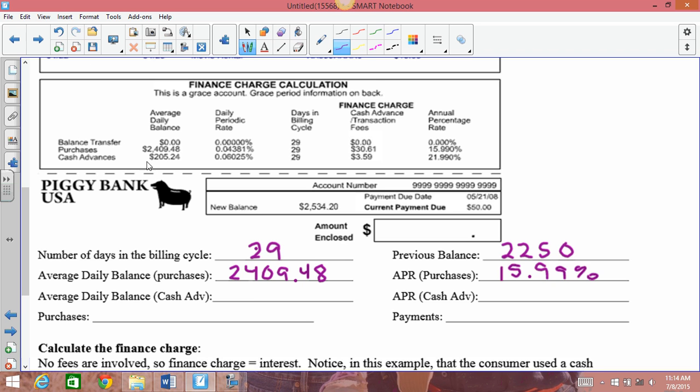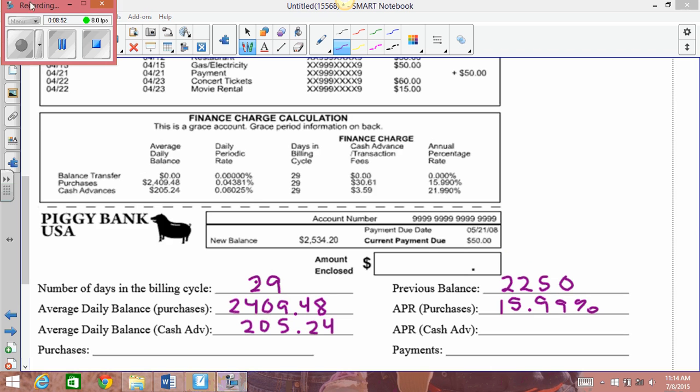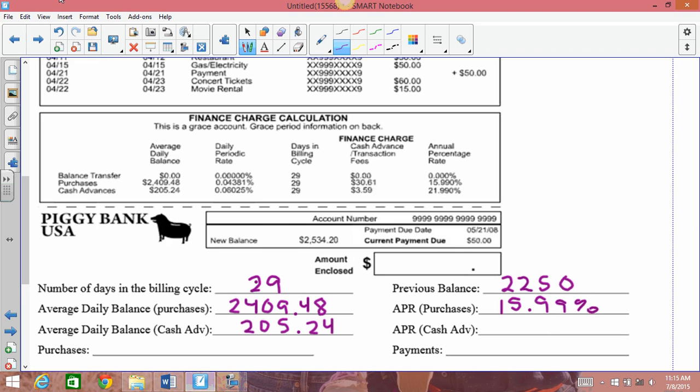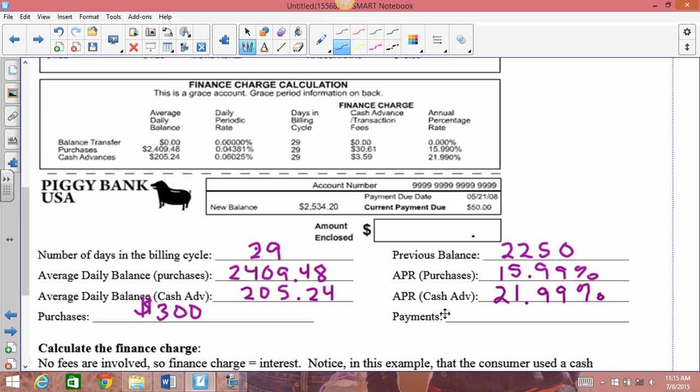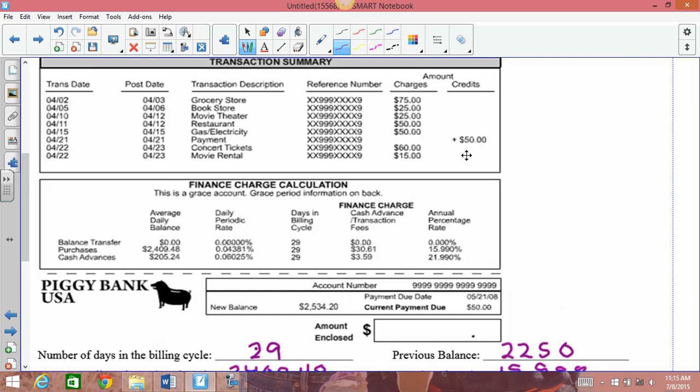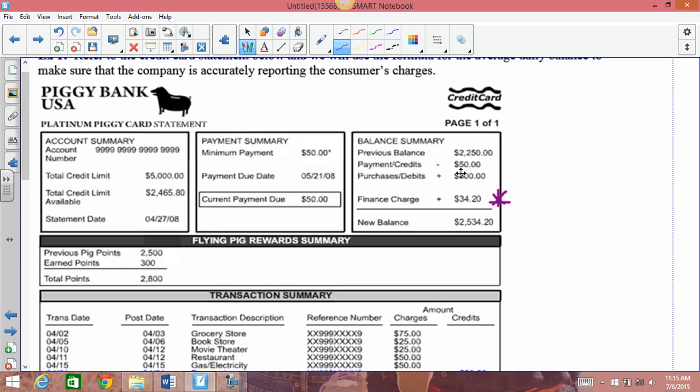Average daily balance on a cash advance, $205.24. And the cash advance APR, you can follow that over, 21.99%. It shouldn't be too shocking to you that cash advances are always a high APR. Total amount that you spent in purchases was $300, coming back up and adding these values together. And the payments that you made, one $50 payment. You can see that either here in the activity or back up here at the top.